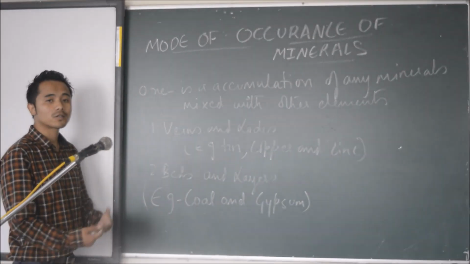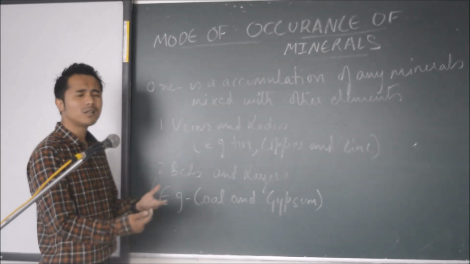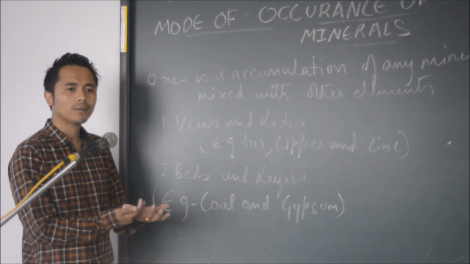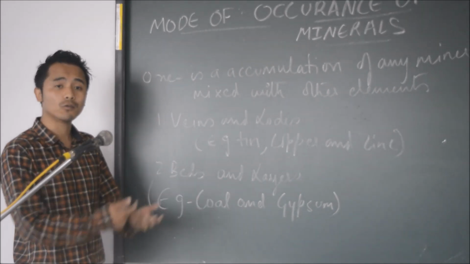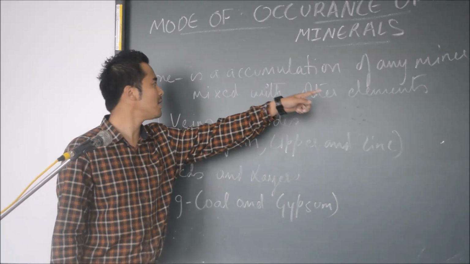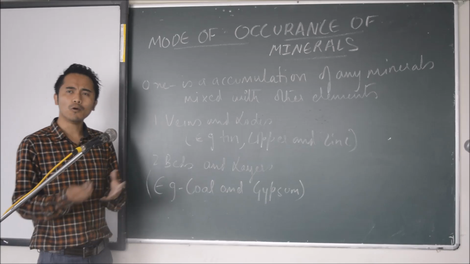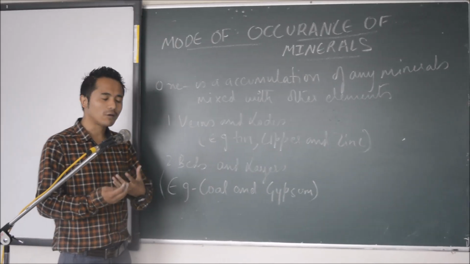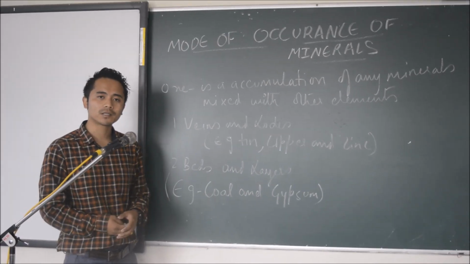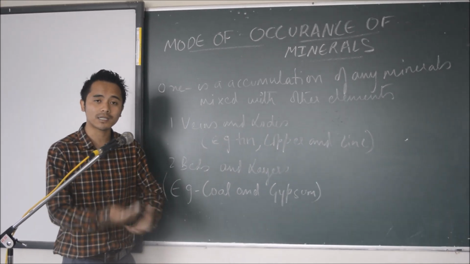First of all, let's talk about how minerals are formed. Minerals are usually formed as ores, right? Now, what is ore? Ore is an accumulation of any minerals mixed with other elements. In simple words, ore is the impure part of the minerals, when we can't use minerals just after extracting them.